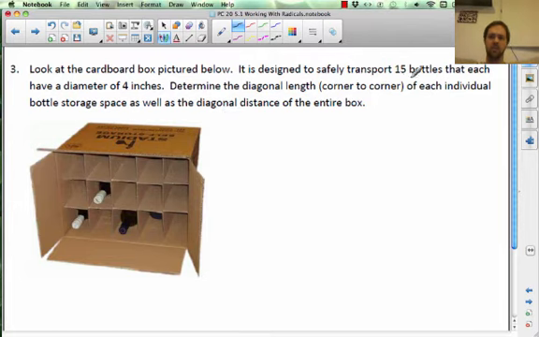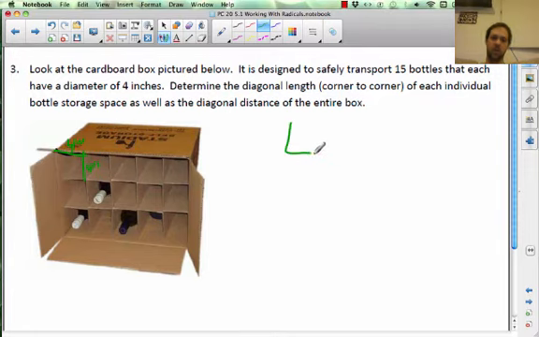Look at the cardboard box picture below. It is designed to safely transport 15 bottles that each have a diameter of 4 inches. Determine the diagonal length, corner to corner, of each individual bottle storage space, as well as the diagonal distance of the entire box. So they each have a diameter of 4 inches, meaning this distance here is going to be 4 inches, and this distance here is going to be 4 inches. So each of these squares is 4 inches by 4 inches.